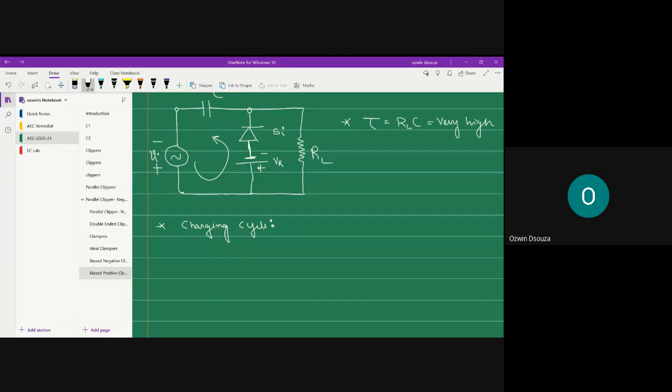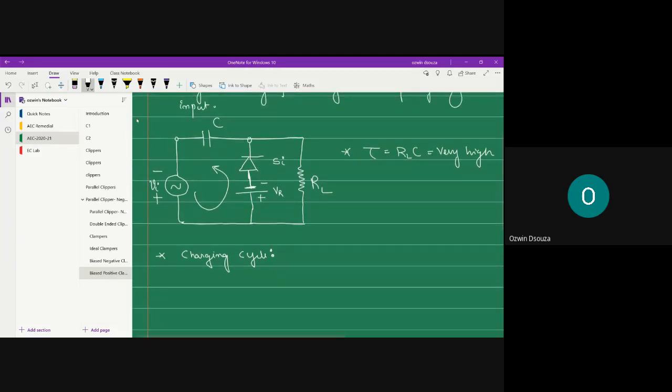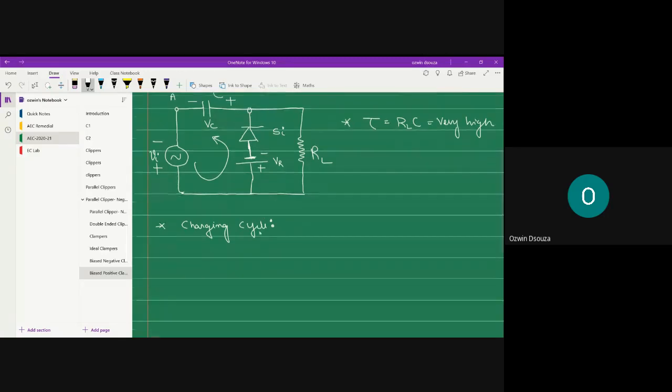Let us also mark the polarity for the capacitor. Say terminal A of the capacitor is connected to the negative terminal of the source. Hence, terminal A attains negative polarity and the opposite plate attains positive polarity. Let's consider the voltage across the capacitor as VC. And also, let us consider the barrier potential of the diode.